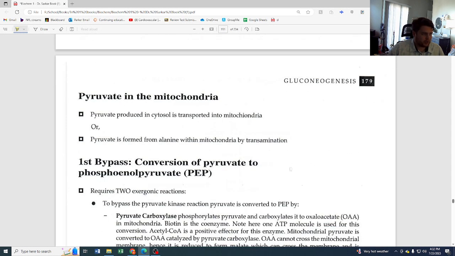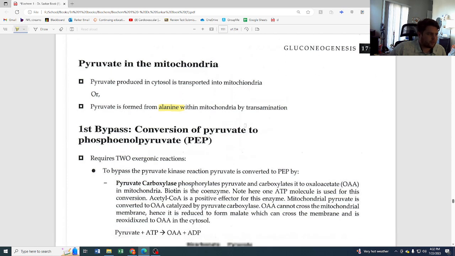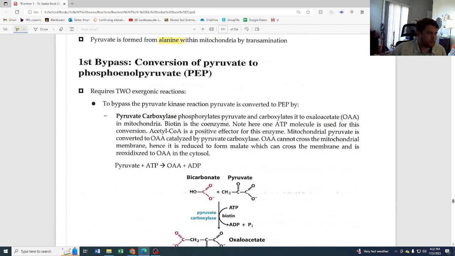Pyruvate in the mitochondria. Pyruvate produced in the cytosol is transported into the mitochondria, and pyruvate is formed from alanine within the mitochondria by transamination. Remember, alanine is one of our amino acids. Converting alanine directly to pyruvate happens already within the mitochondria, so then we won't need to transport it into the mitochondria. So here we're talking about the first bypass.